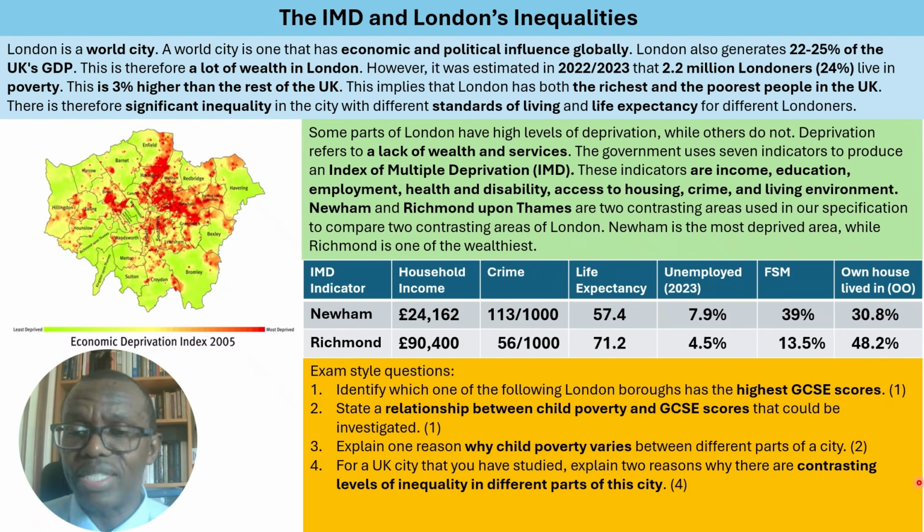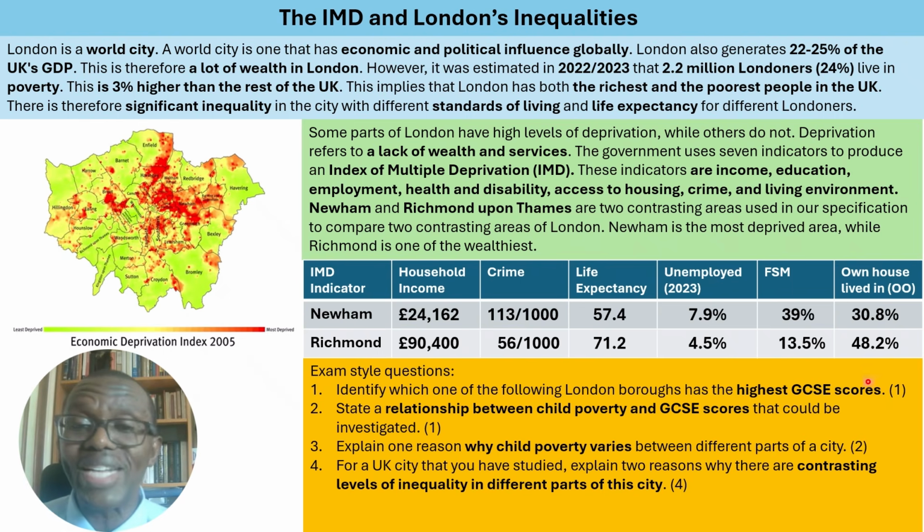Now, exam style questions. The first one is to identify which one of the following London's boroughs has the highest GCSE scores. So this was a question that had a figure that had GCSE scores, and all you had to do was to identify the one with the highest.